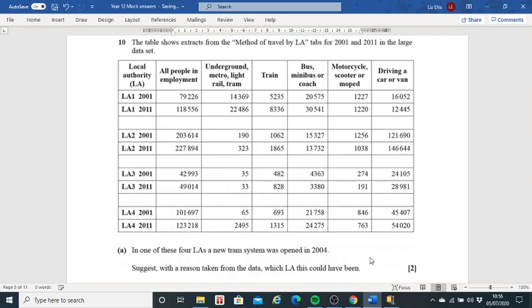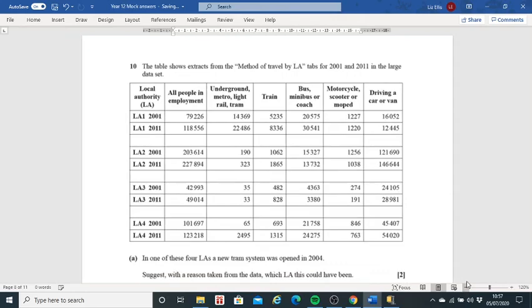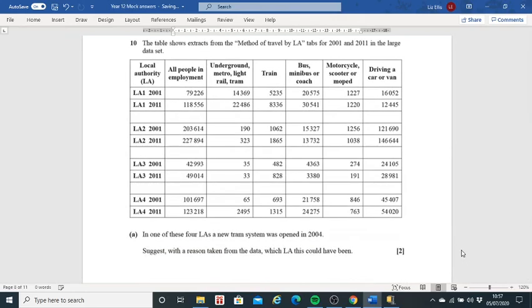Question 10. Right, so once again, we are back in our large data set. So there were quite a few large data set questions, but most of you managed to score well just from using your logic. In one of these 4 LAs, local authorities, a new tram system was opened in 2004. Which one was it? Well, that means I'm going to be looking at this column here. So where is there a sharp increase in the number of users between 2001 and 2011?